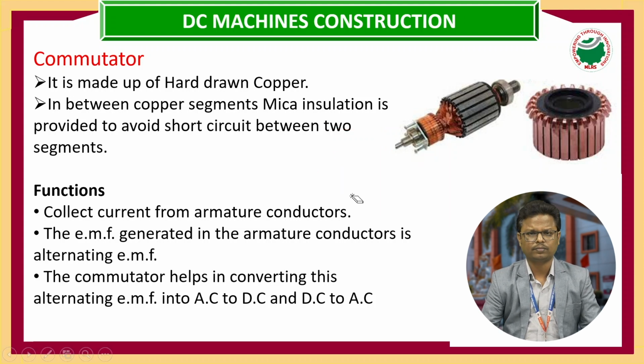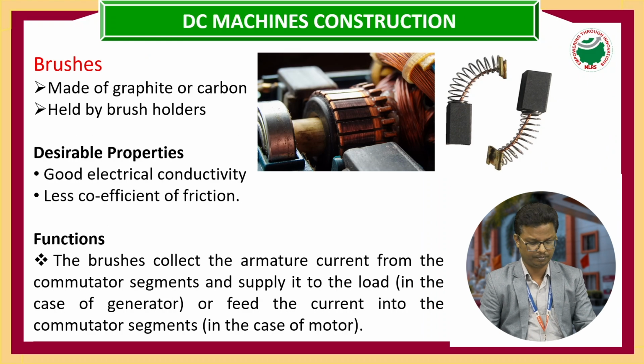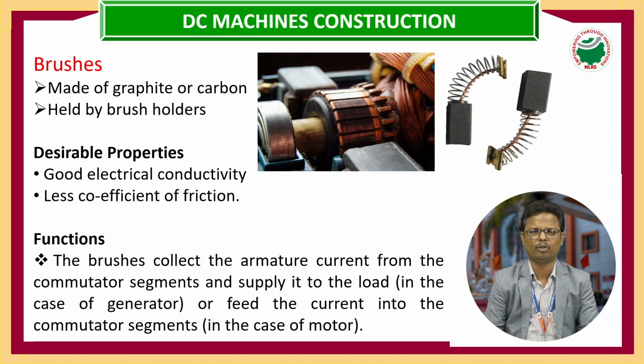And the function of the commutator is that it will convert DC to AC and AC to DC. This is the function of the commutator, and it is also called a mechanically uncontrolled converter. Here we don't have any control system, and it will convert only AC to DC and DC to AC, vice versa.